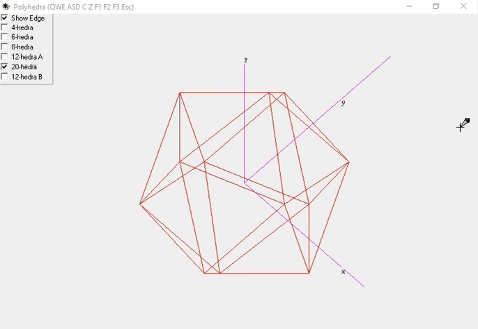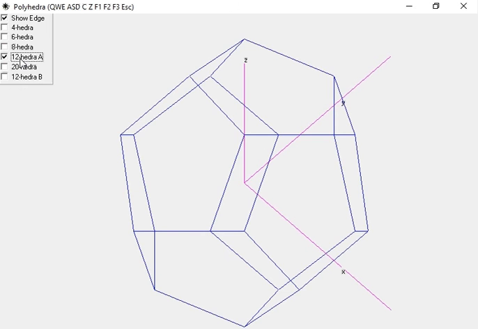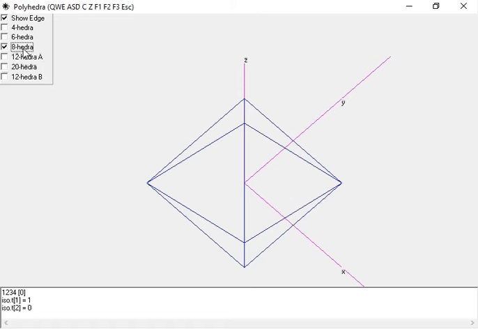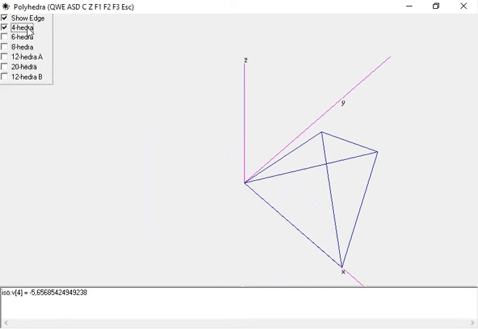January 26, 2019. Our subject tonight is Polyhedra groups. We'll start with 20-faced polyhedra. We also have 12-faced polyhedra, 8-faced polyhedra, a cube (6-faced polyhedra), and the tetrahedra.